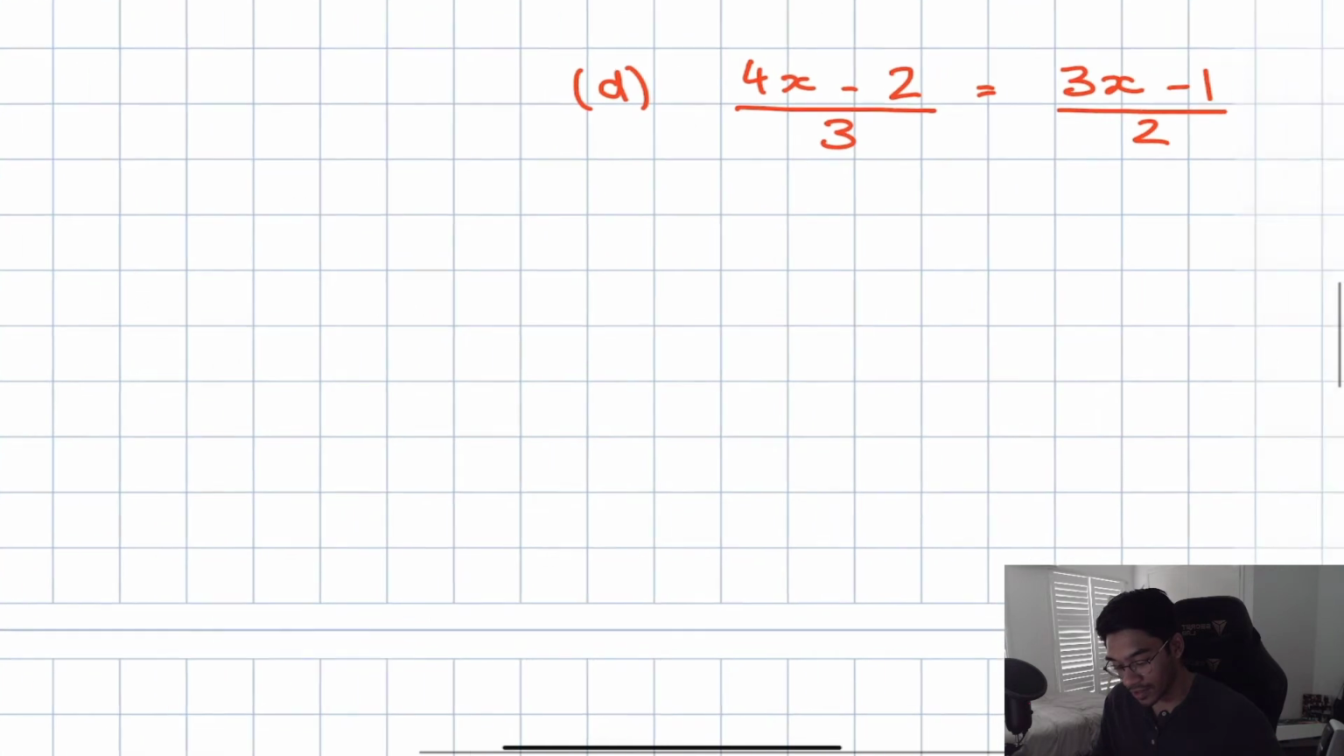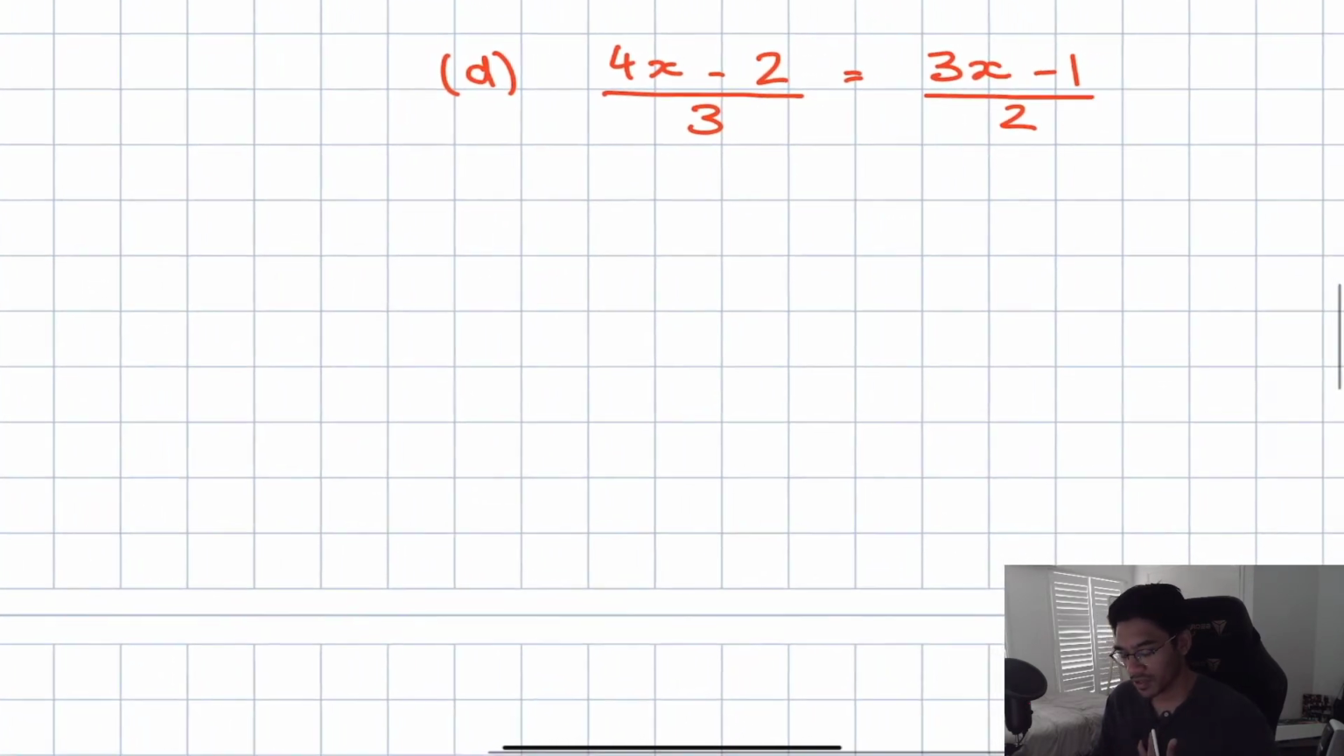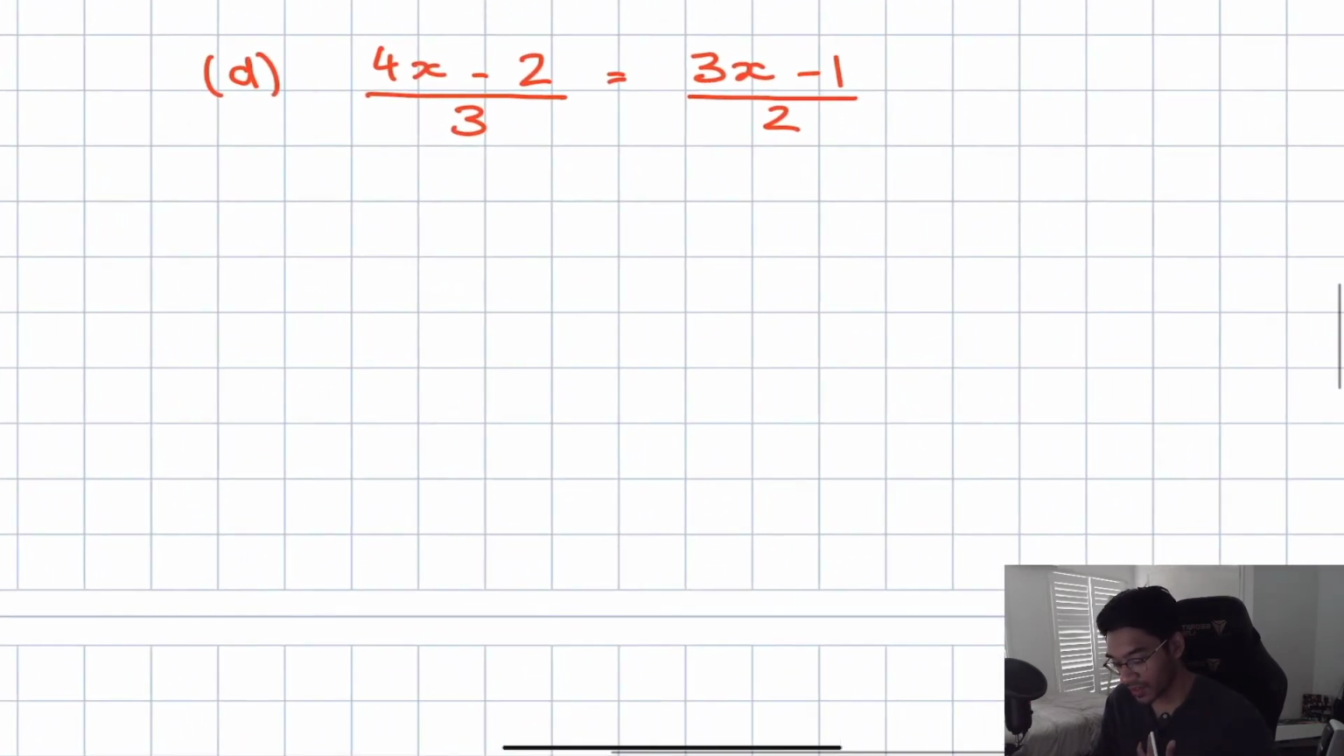All right, and now, probably the trickiest one. We have this here. So this is where it might be a new concept to you guys. We're going to be using something called the lowest common denominator, and I'll explain that as well. So we have 4x minus 2 divided by 3 is equal to 3x minus 1 divided by 2. So you can see here, this is divided. So this part here is divided by 3, and this part here is divided by 2.